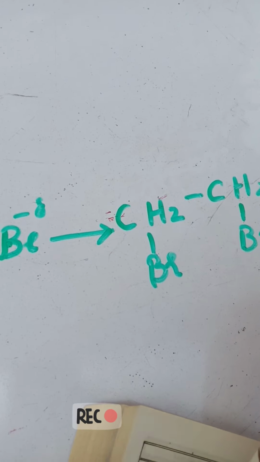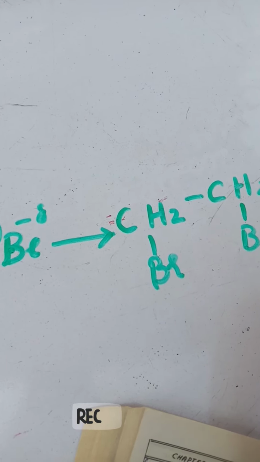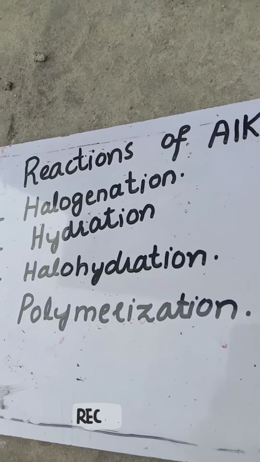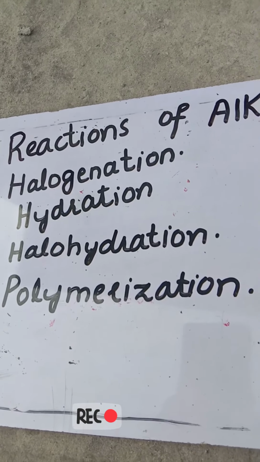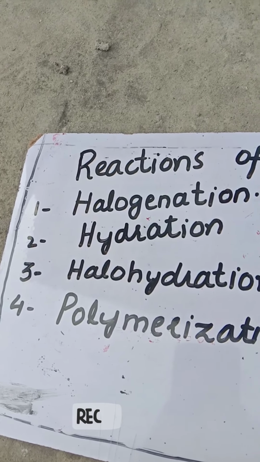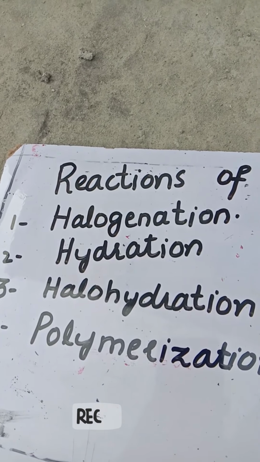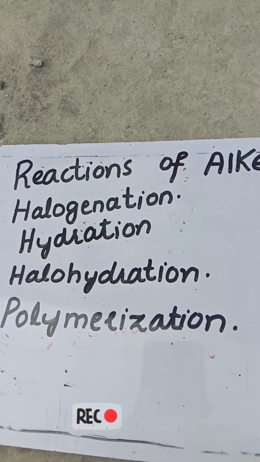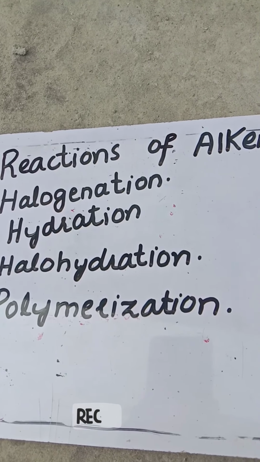Moving toward my second reaction, which is basically called hydration. So what is meant by hydration? Hydration simply means addition of water. When the water molecule is added in the double bond, then this reaction is basically known as hydration. So how does the hydration take place?